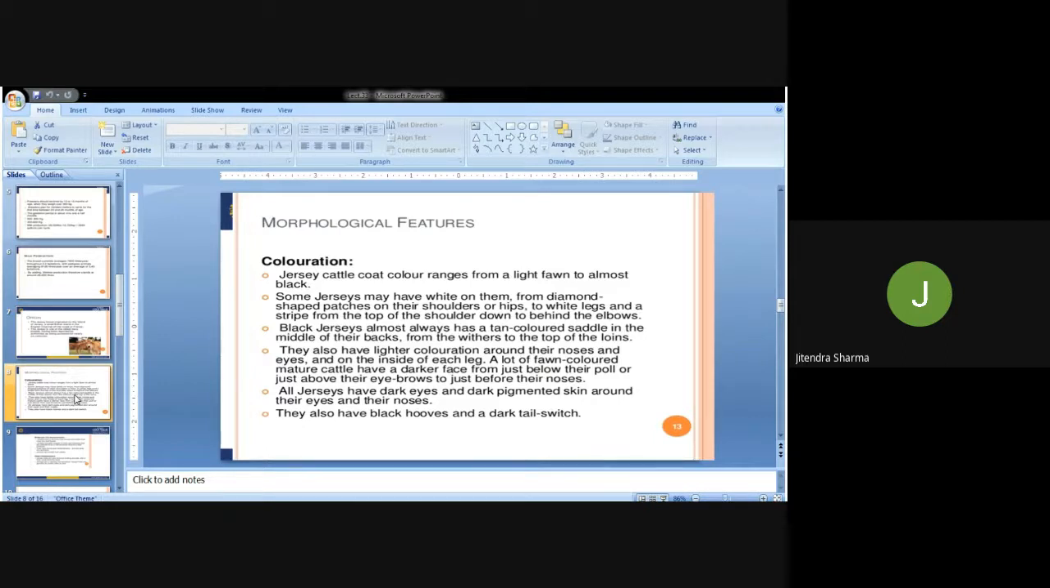All Jerseys have dark eyes and dark pigmentation on the skin around their eyes and their noses. They also have black hooves and a dark tail switch.